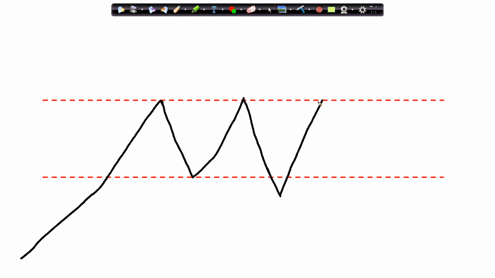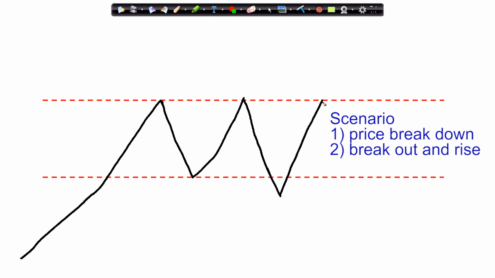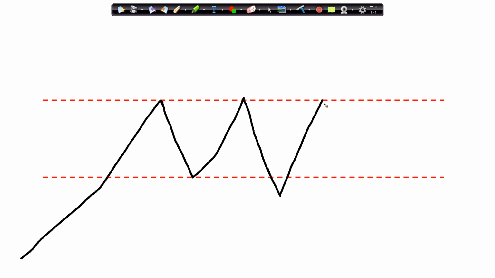Two things can happen here. First one, it will be rejected and prices should go down. Now, what's the second scenario that is likely to happen? Prices could break out of the potential resistance and continue into its uptrend. So which one would I be looking out for?